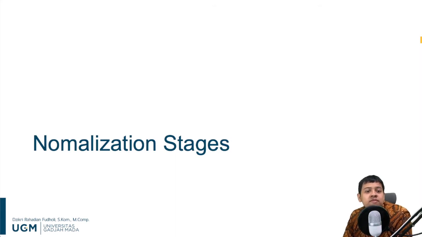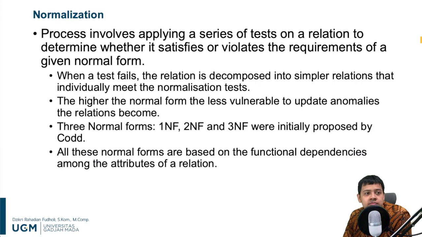So to avoid those anomalies, we do normalization. And how do we do that? So we have the stages. Normalization itself is a process involving applying a series of tests on a relation to determine whether it satisfies or violates the requirements of a given normal form. So it's trial and error. We try something. If it's fine, then that's fine. If it violates, then we must do something.